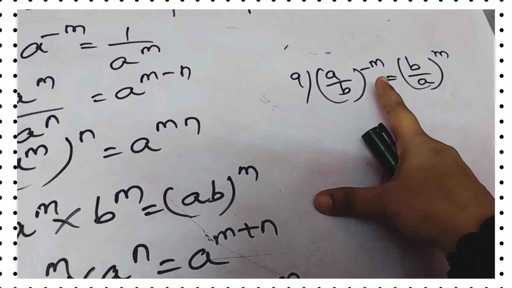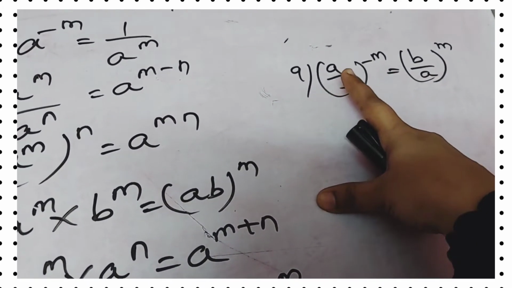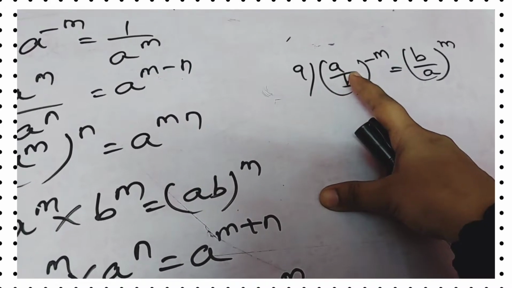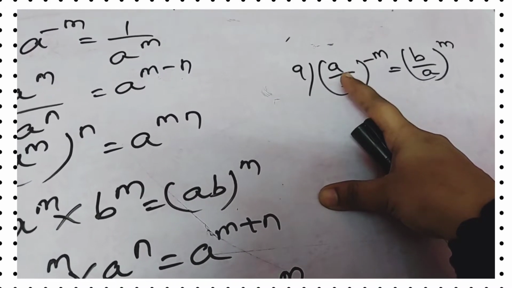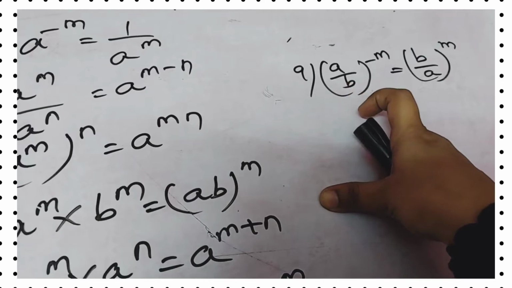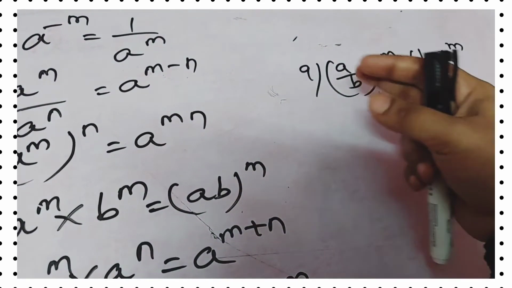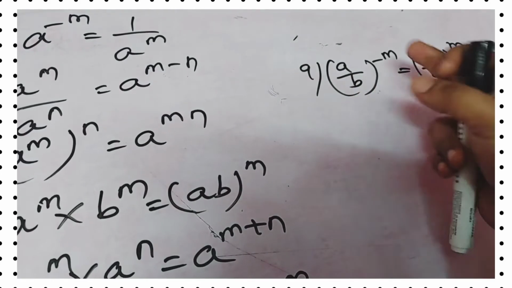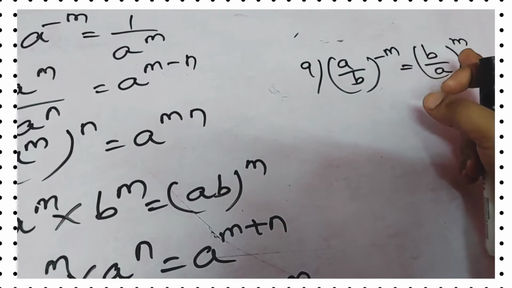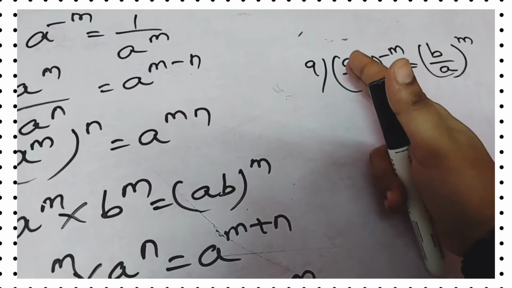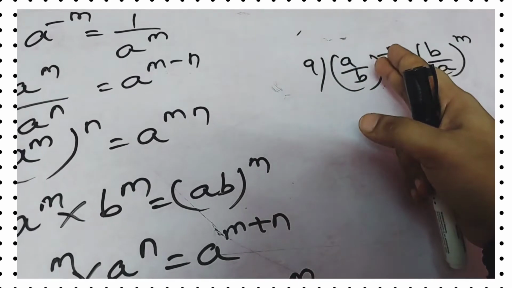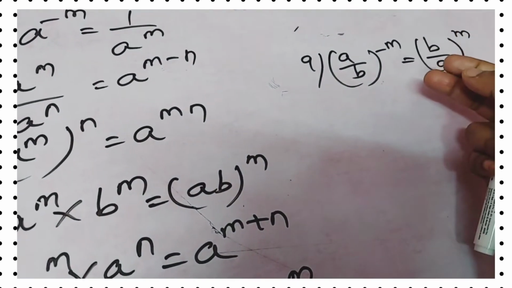So minus m is there, means you have to write the reciprocal of this. You have to write the multiplicative inverse. Reciprocal means multiplicative inverse, means you have to write denominator as numerator and numerator as denominator. So this a by b will become b by a, then whole to the power of minus m is there, means you have to write m. You have to remove this minus. Why are we removing this minus? As we are making the reciprocal of this.